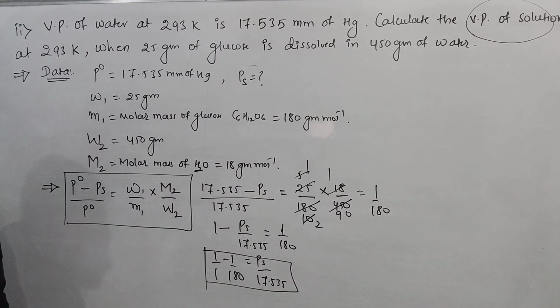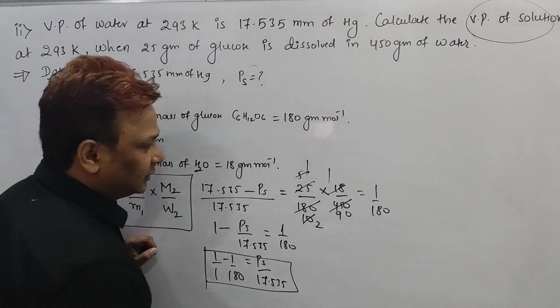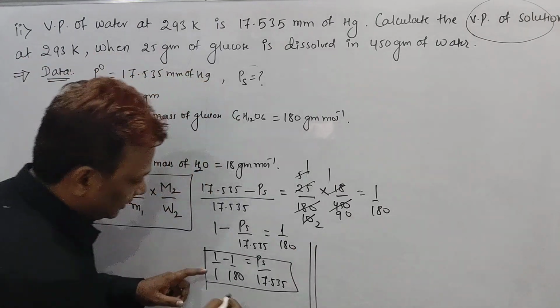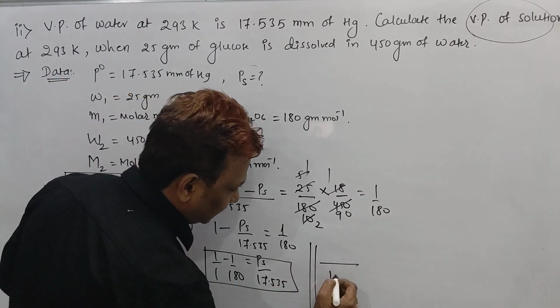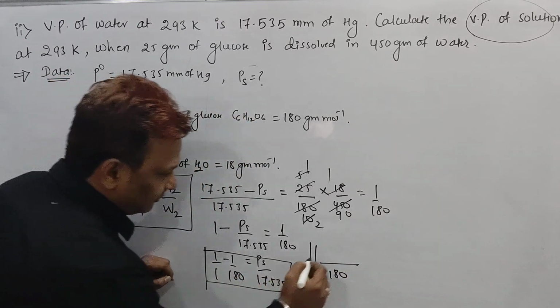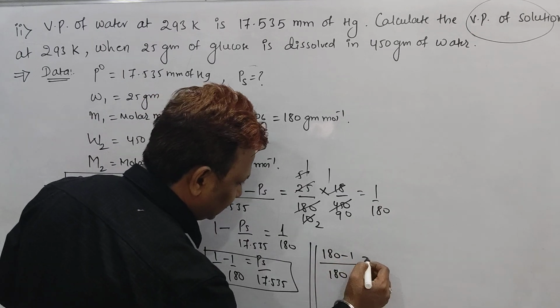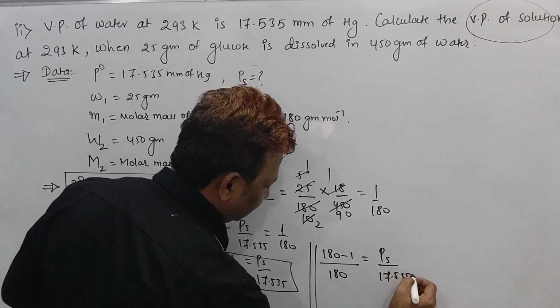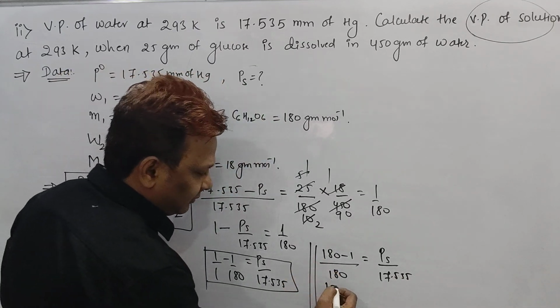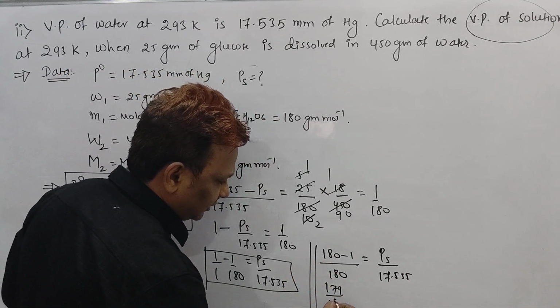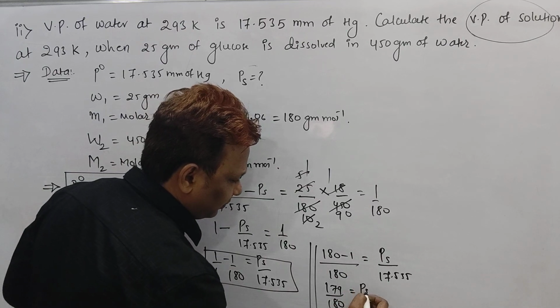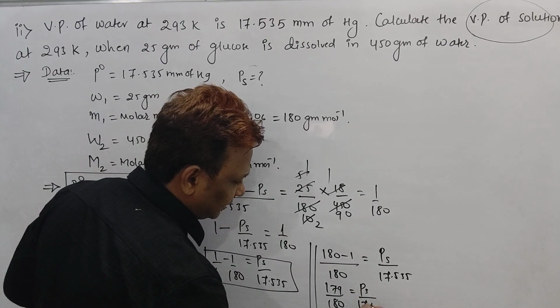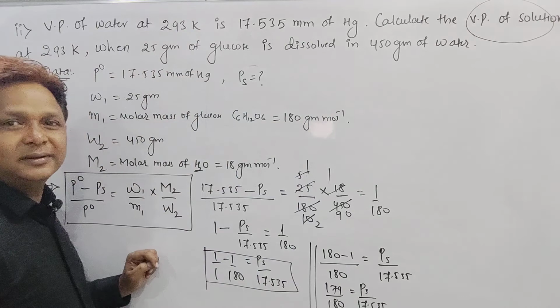If you solve it, the answer is 179 by 180. Obviously, if you solve it, it becomes 180 minus 1 over 180, equal to PS by 17.535. So it becomes 179 by 180, which is equal to PS by 17.535. Right?